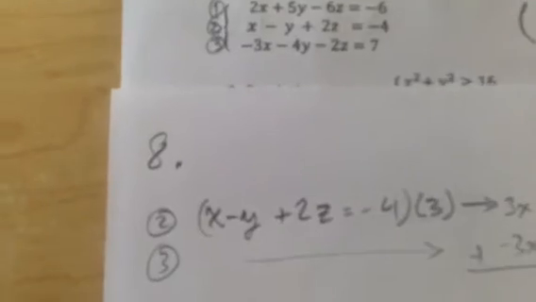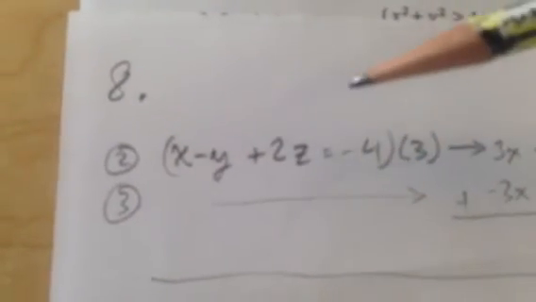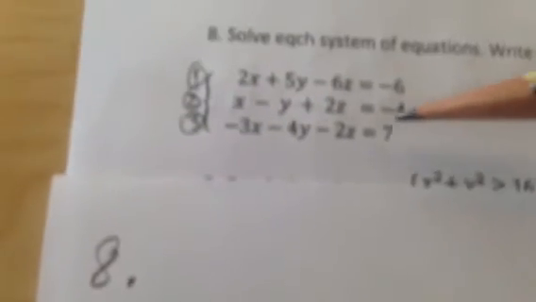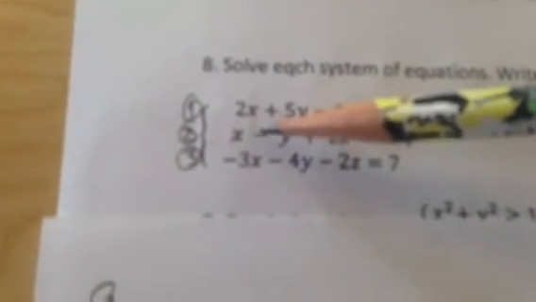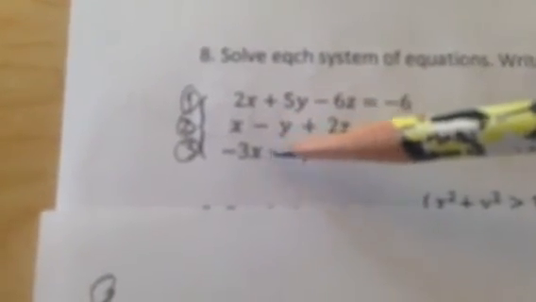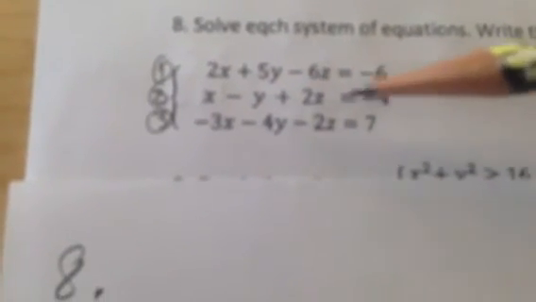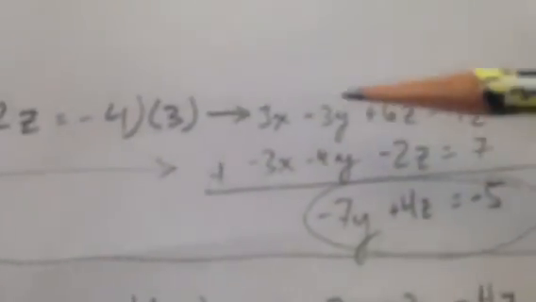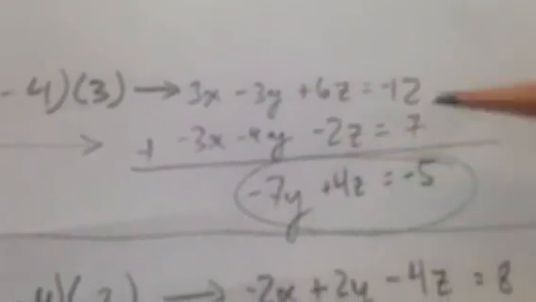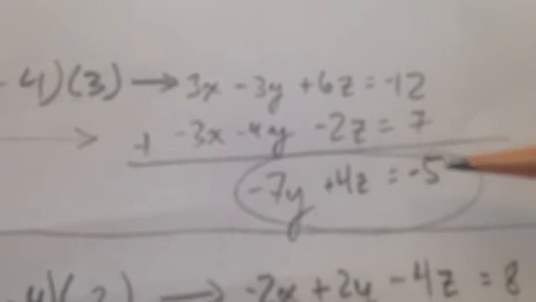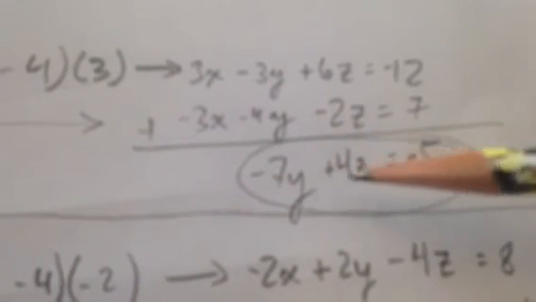What I did was I took one of the equations, namely the second equation. I multiplied it times 3, and then I'm adding it to the third equation, right? So I got x in my second equation, negative 3x in my third equation. So I thought I'd just eliminate the x right away by doing that. And when I add those equations up, eliminating x, I get negative 7y plus 4z equals negative 5. So only 2 variables. That's good.